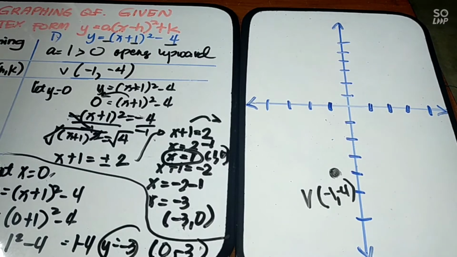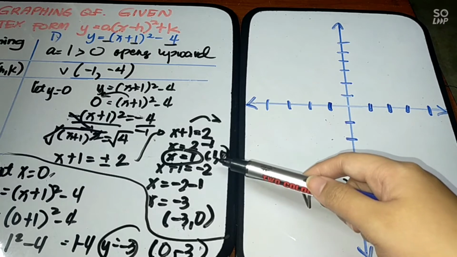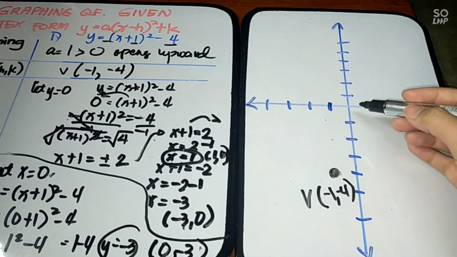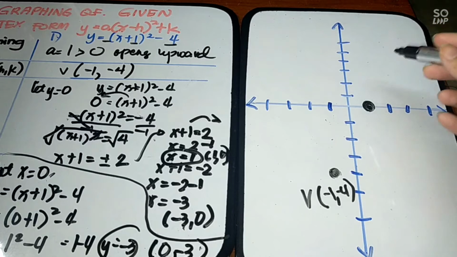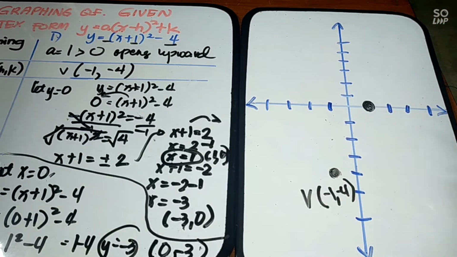Next, let us have the x-intercept. Your x-intercept is (1, 0), that is positive. So this is it, (1, 0). The x is 1, the y is 0. Meaning, you do not go up and you do not go down. You are just at the x-intercept.